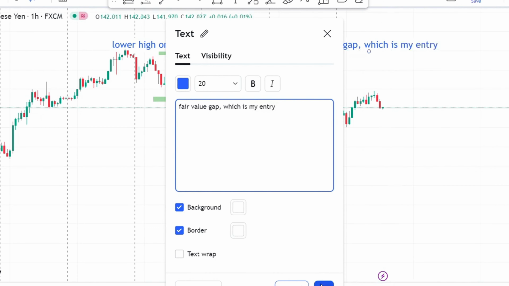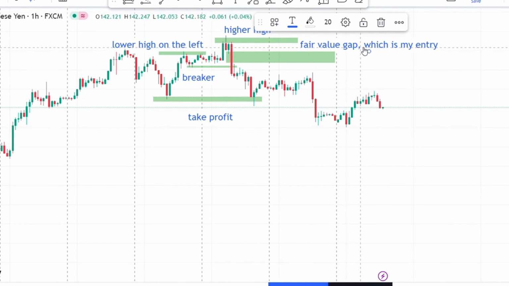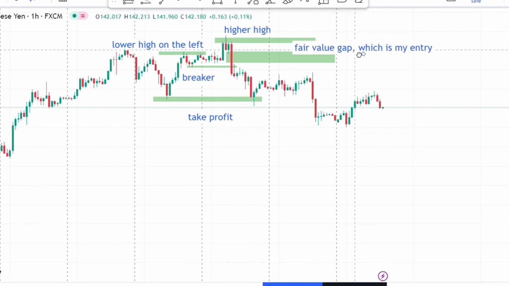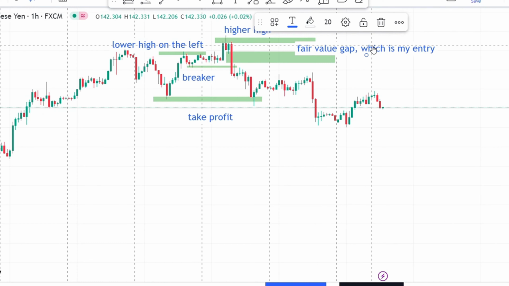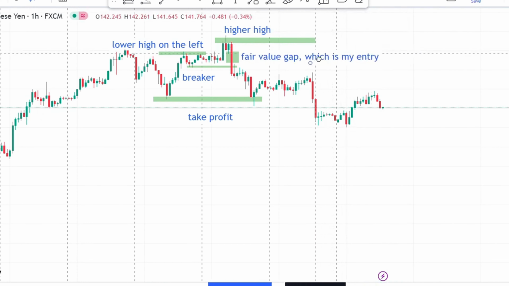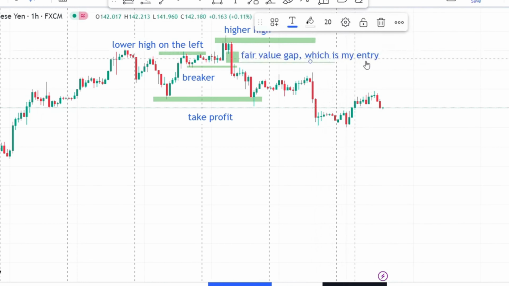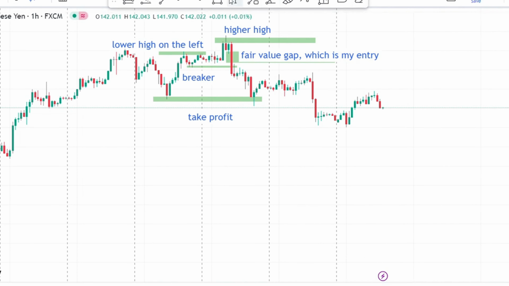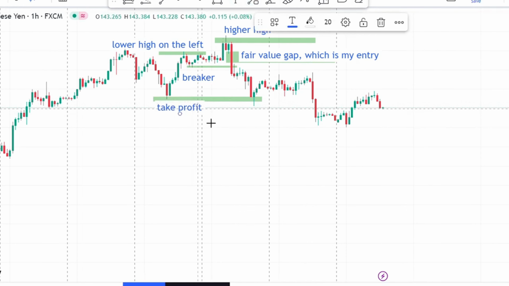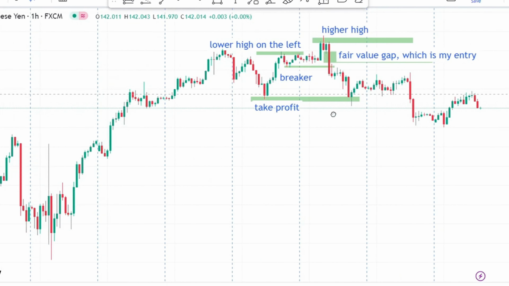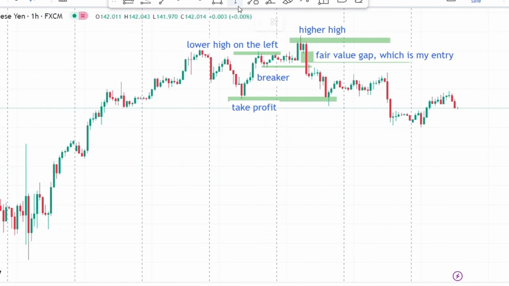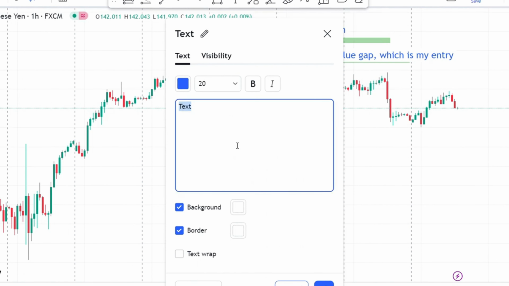remember I said that the fair value gap can be used as an entry or a target, and in this case, as you can see, our fair value gap, I used it as a confirmation that the price has respected the breaker and it's going to go to our take profit, just below our take profit, as that is a low. Just below that area is where we have orders.